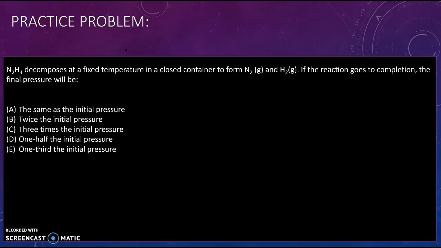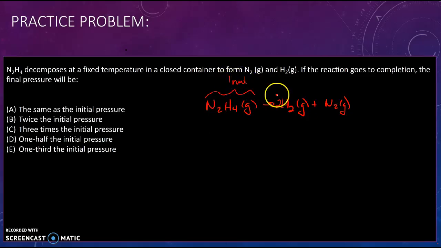All right, so looking at this, what I want to do is look at how many moles of gas I had initially, and then how many moles of gas I have at the end. I'm going to make 2 moles of hydrogen gas and 1 mole of nitrogen gas. So if I have 1 mole of N2H4, I'm going to get 2 moles of this and 1 mole of that. And again, the identity of the gases doesn't matter. So essentially I start off with 1 mole of gas, I end up with 3 moles of gas. So 1 mole, and then 3 moles.